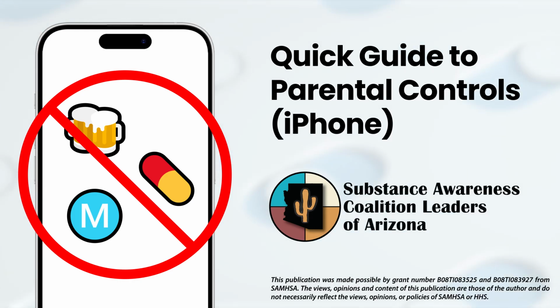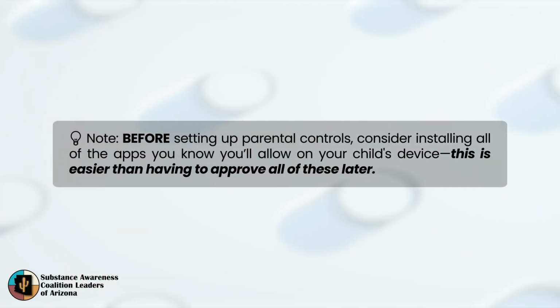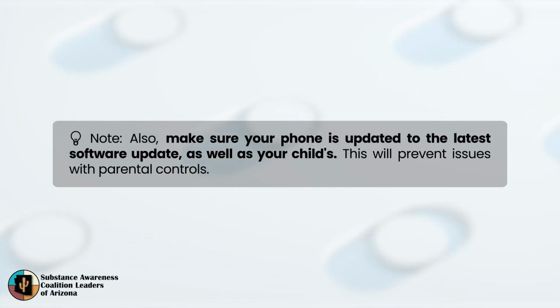This will be a fairly quick overview as this topic is expansive, but we hope to equip you with a solid foundation for understanding parental controls. Note, before setting up parental controls, consider installing all of the apps you know you'll allow on your child's device. This is easier than having to approve all of these later. Also, make sure your phone is updated to the latest software update as well as your child's. This will prevent issues with parental controls.